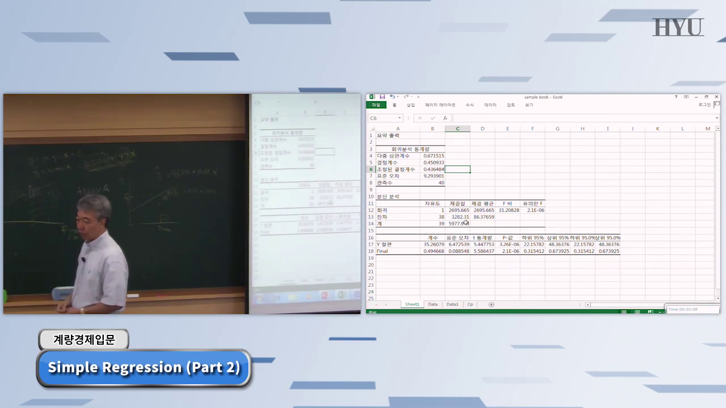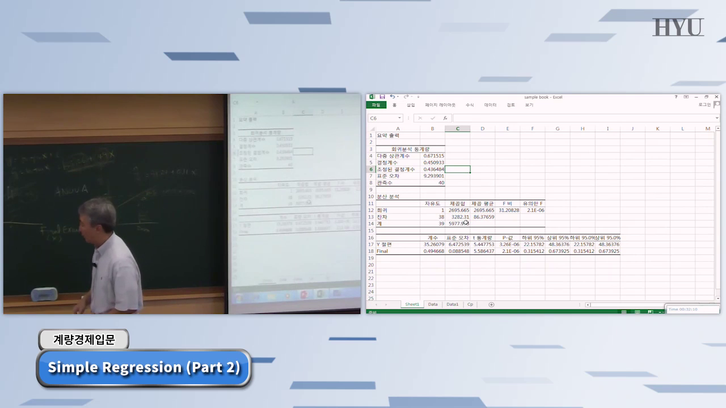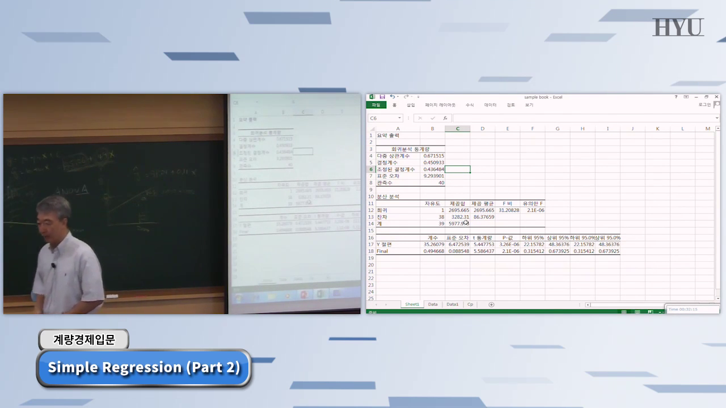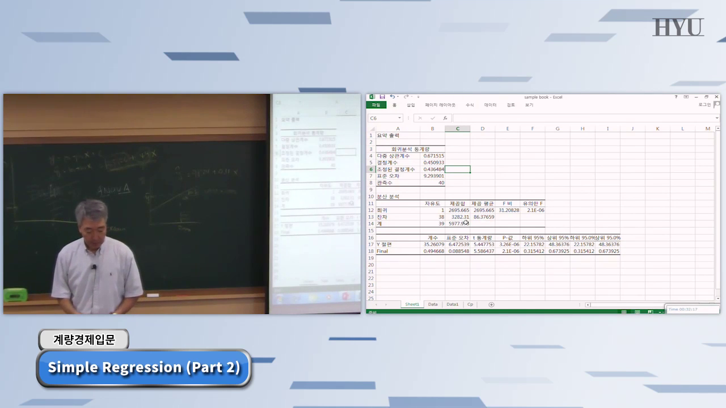In the English version, you're going to see ANOVA, analysis of variance. And here we have regression, error, total. And degrees of freedom, sum of squares, mean squares, F score, F test, or F statistic, and this is the p-value for the F statistic.